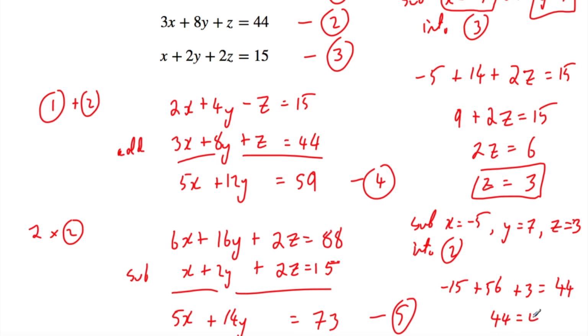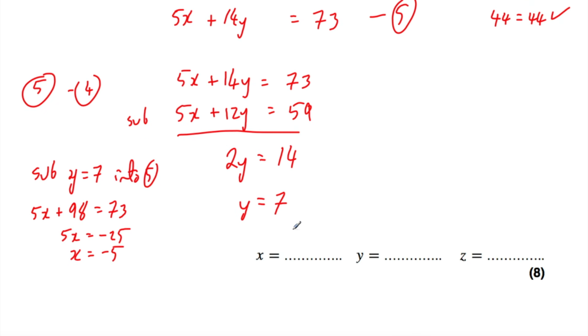So we get 44 equals 44. So that's right. That's correct. So that means our answers are x equals -5, y is equal to 7, and z is equal to 3. And that's it. Okay, let's look at our next question, question number 4.